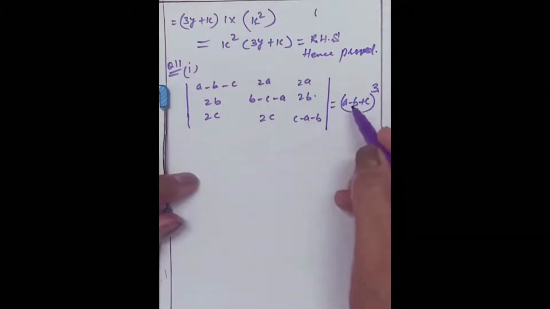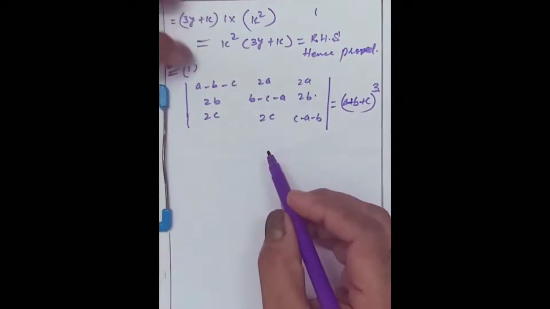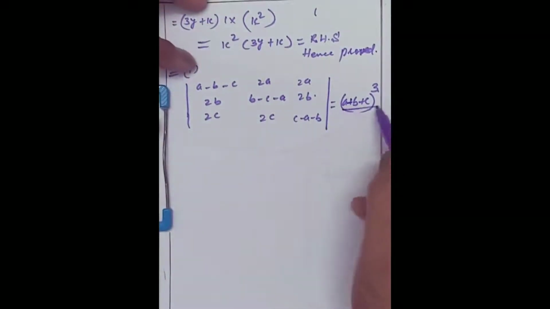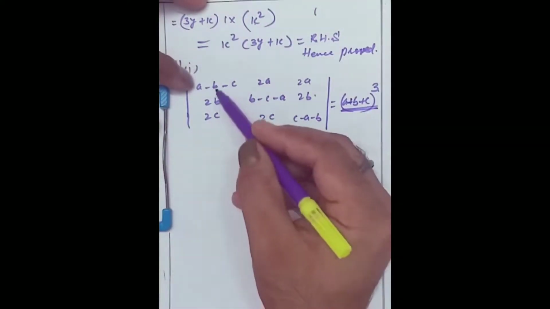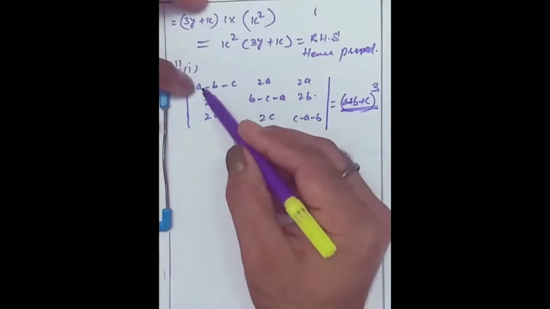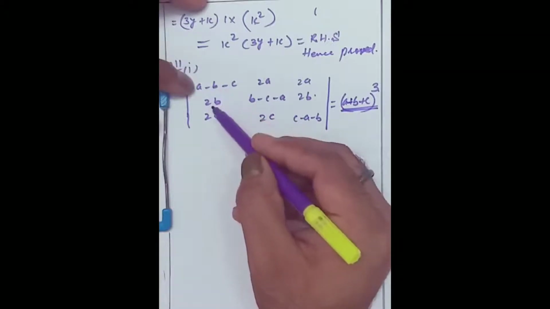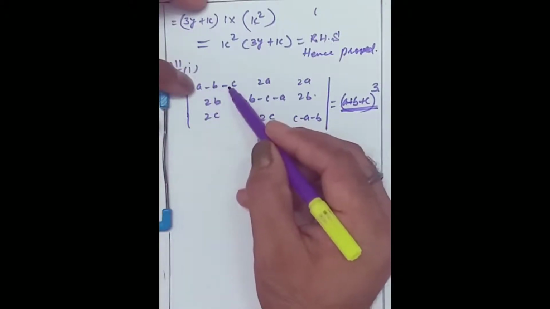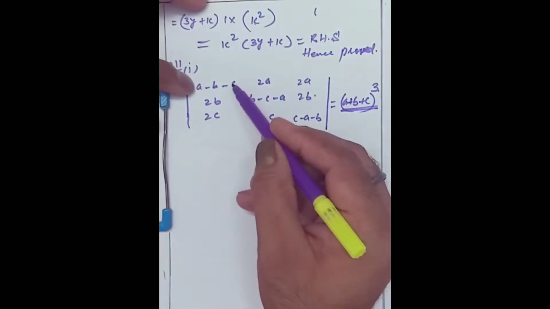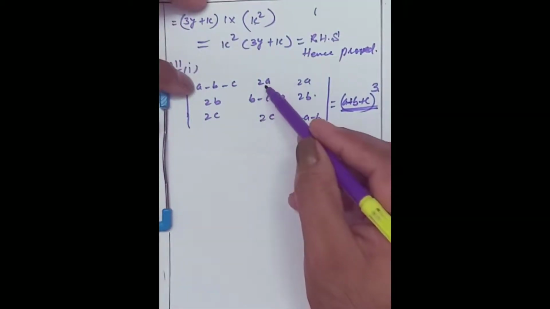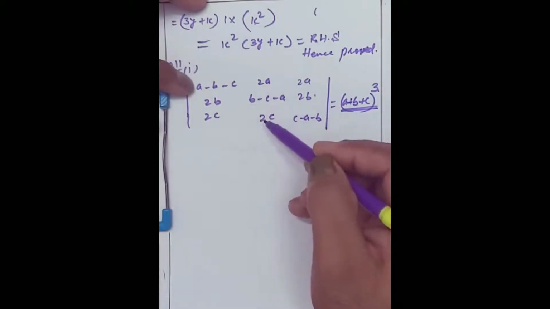The right hand side is (a plus b plus c) whole cube. So now our target is to get the factor a plus b plus c. How will we get it? If we add these three, like in the previous question, a minus b minus c plus 2b, so we will get b minus b plus 2b plus b here, and minus c plus 2c plus c here. Similarly in this question also, 2a minus a plus a, b plus b, and then 2c.